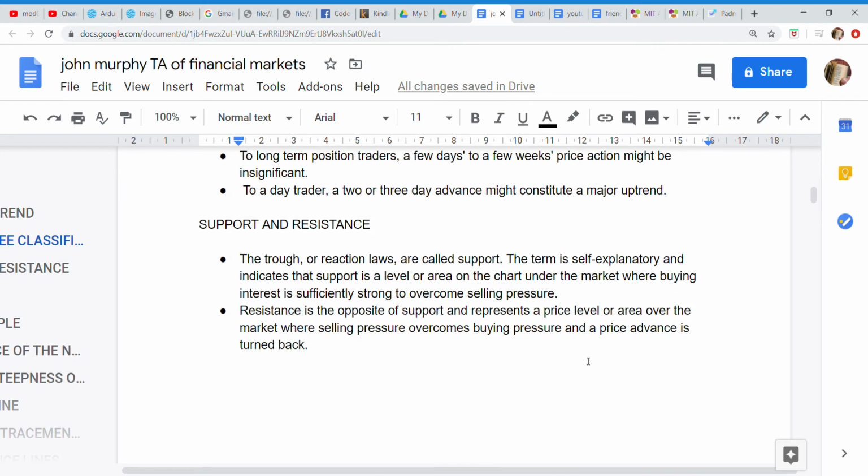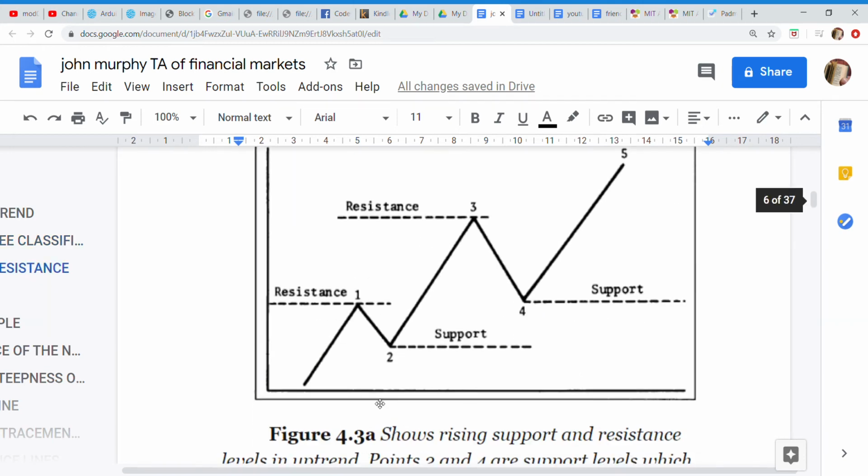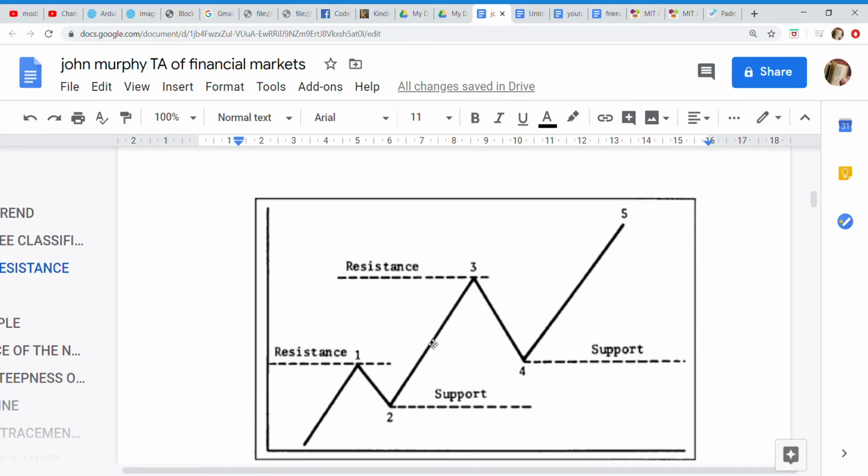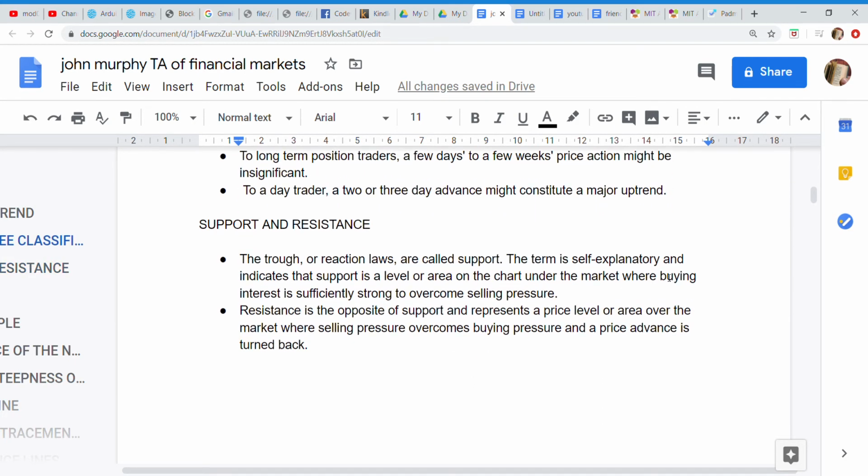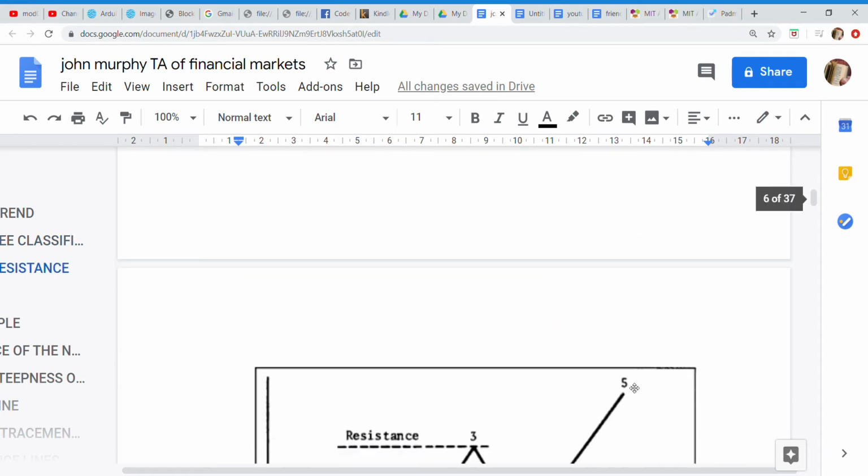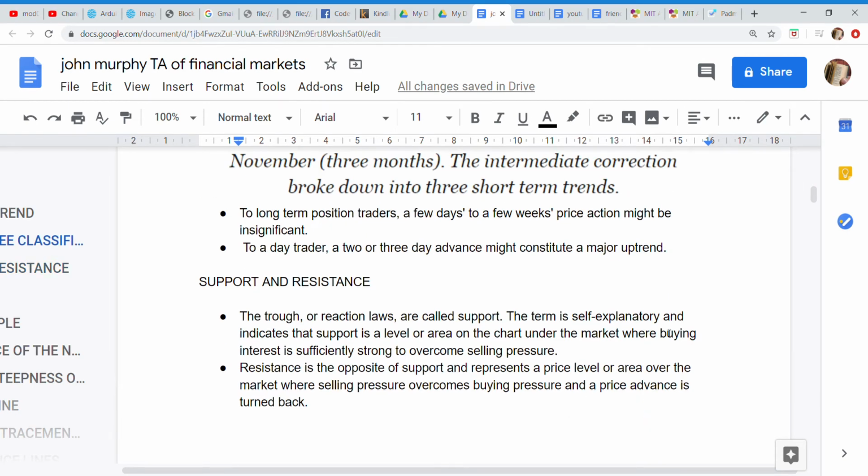Support and resistance. The reaction low, the trough or reaction low, is called support. The term is self-explanatory and indicates that support is a level or an area on the chart under the market where buying interest is sufficiently strong to overcome selling pressure. So this is support. Here buying interest is sufficiently strong to overcome selling pressure.